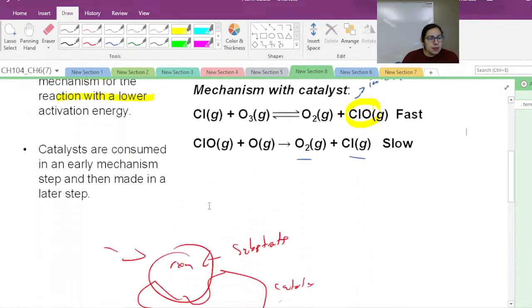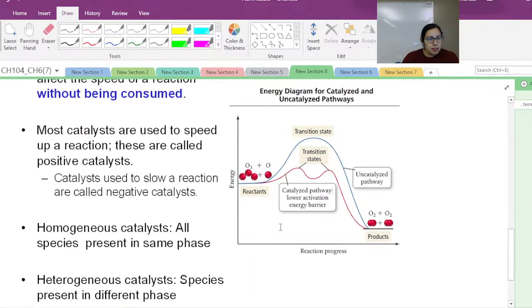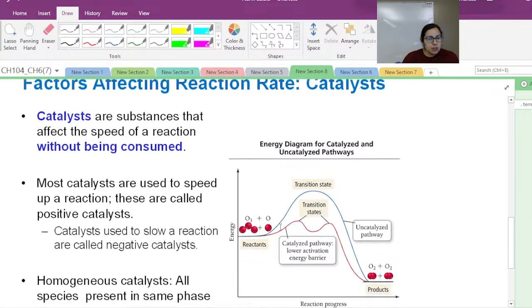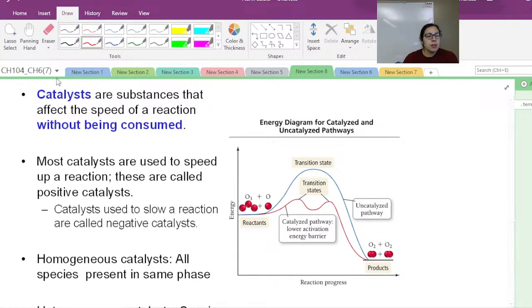And let's see, other terms that we should go over. So again, we said catalysts are not consumed, and as you probably gathered, most catalysts speed up reactions, and so sometimes they're called positive catalysts. And then you could also have a negative catalyst. Can you think of what else a negative catalyst could be called? Another name for it?